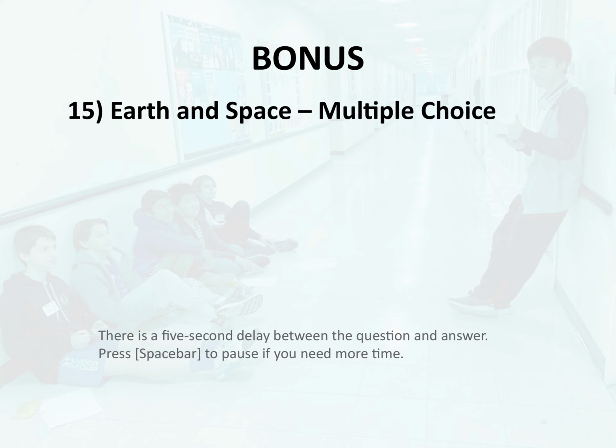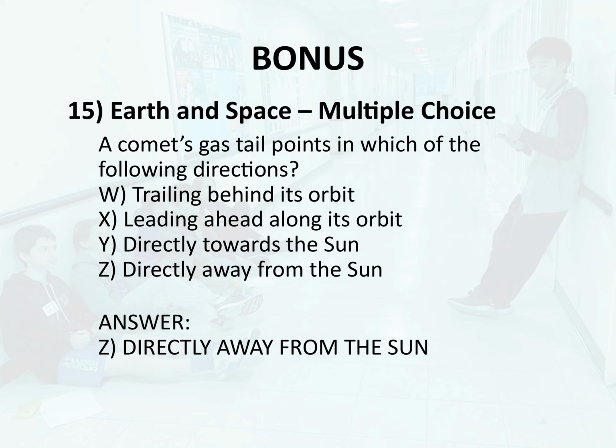Bonus 15. Earth and space, multiple choice. A comet's gas tail points in which of the following directions? W. Trailing behind its orbit. X. Leading ahead along its orbit. Y. Directly towards the Sun. Z. Directly away from the Sun. Answer: Z. Directly away from the Sun.